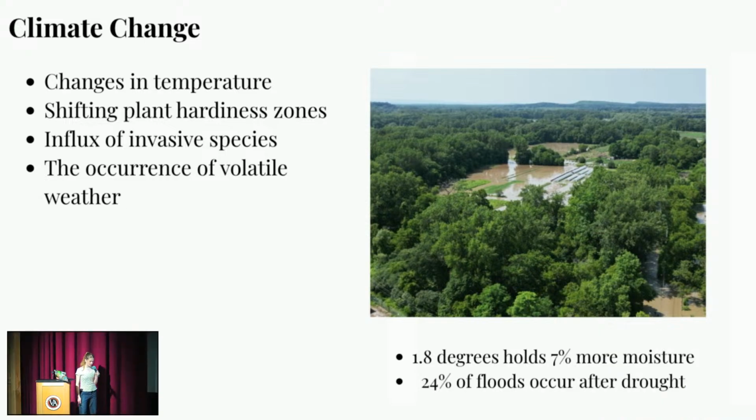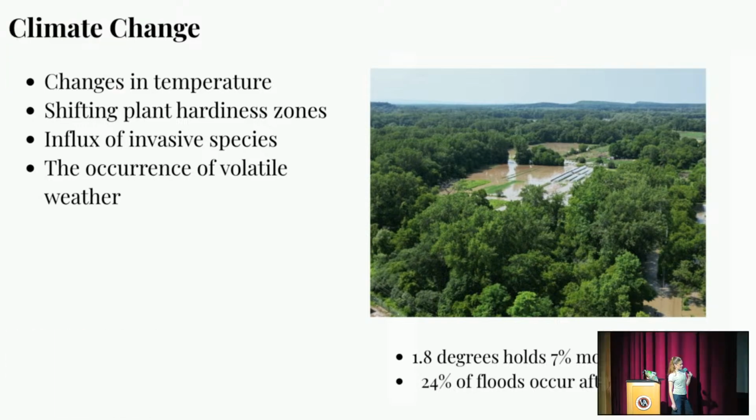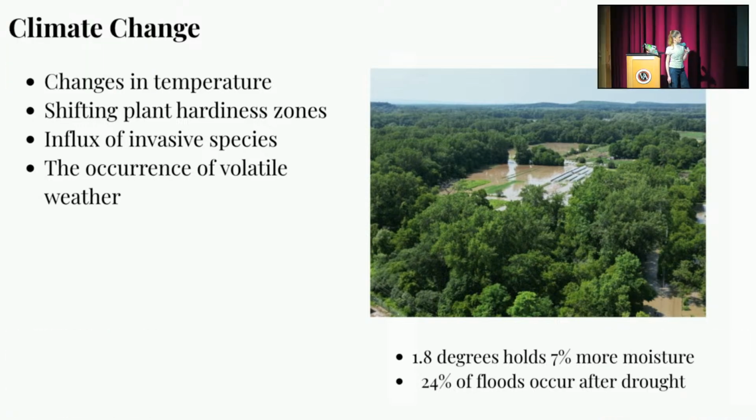That being said, flooding often works in tandem with droughts. As you can see, 24% of floods often occur after a period of drought. This is because as the ground dries out in a drought, the water has a harder time permeating the surface and often runs off. So it's just this whole cycle of changing temperature causing all these other things.